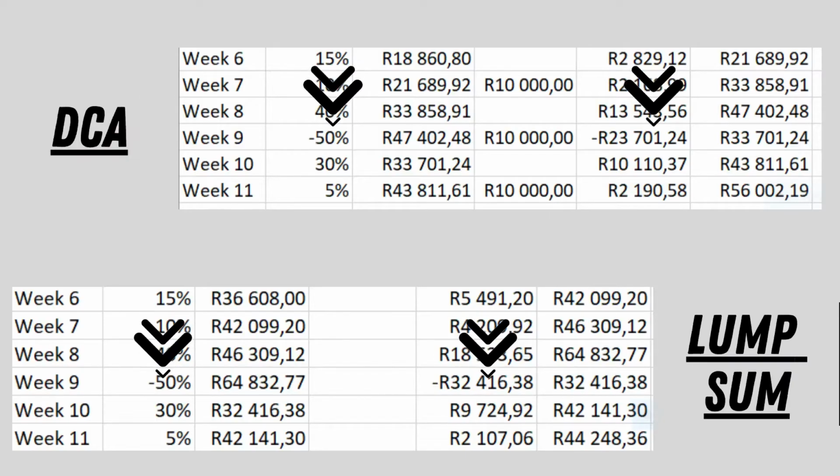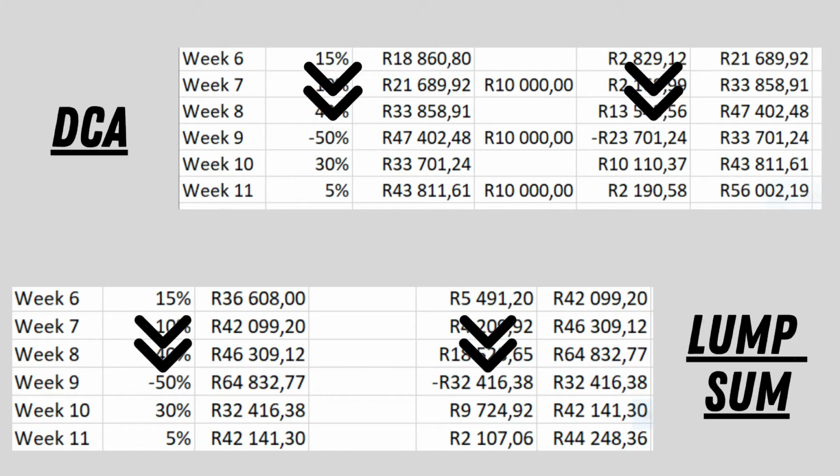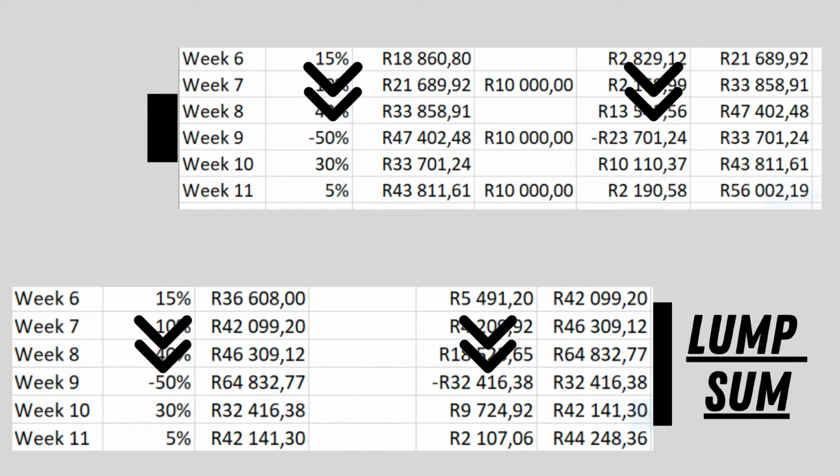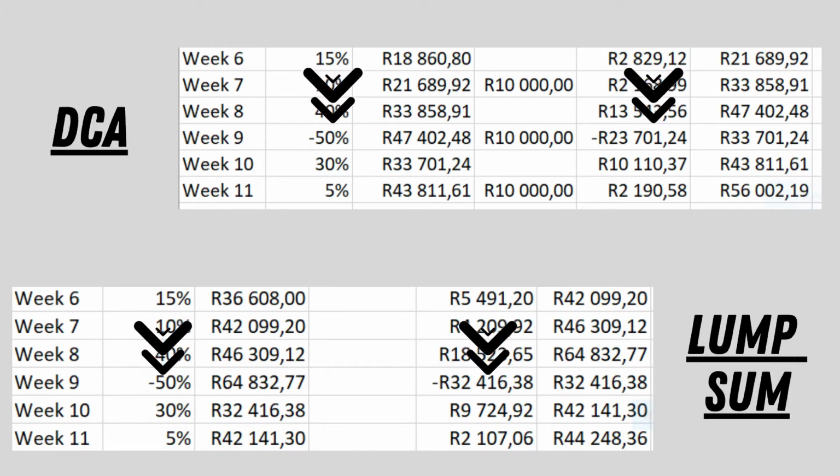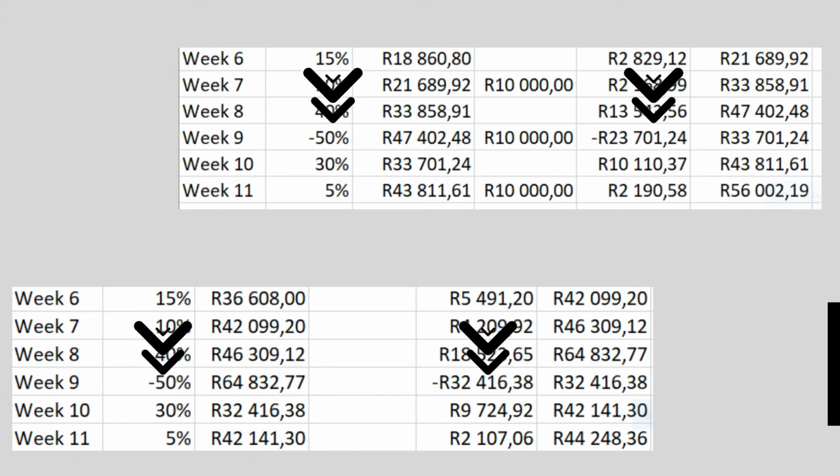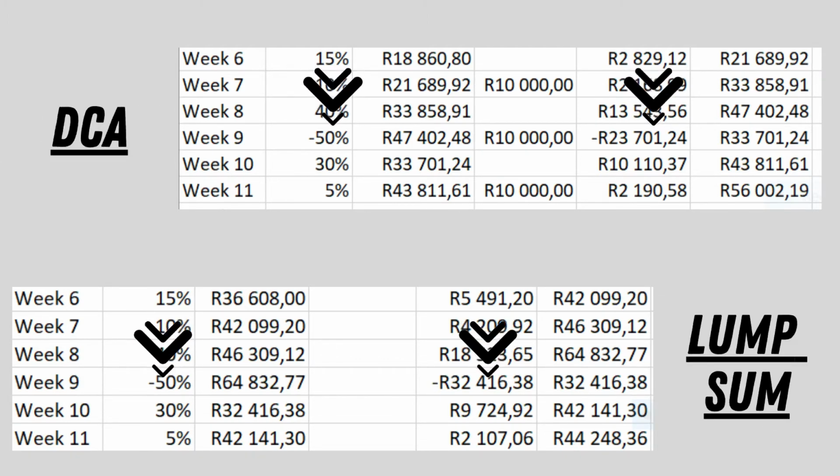The next 5 week period, we've got another dump of 50% in week 9. We lost 23,000 rand, our total fund value down to 33,700. But now with the lump sum one, with the 50% drop, we've lost 32,000. Our total portfolio is 32,000 in the lump sum, and in the dollar cost averaging method, it is 33,000.